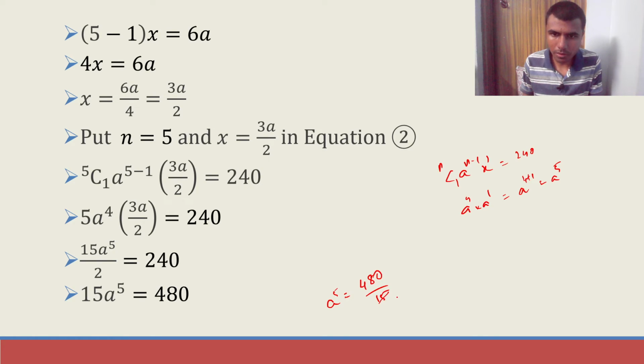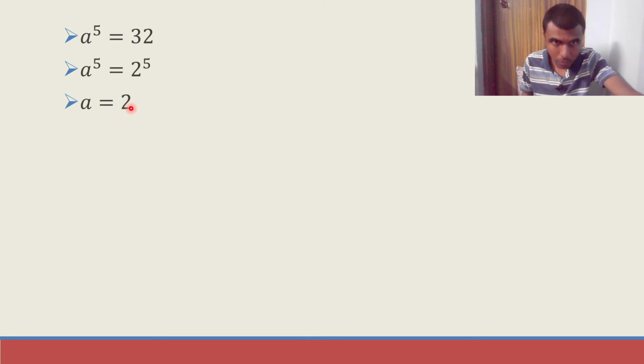I'll show you how the solving happened. 3 5s are 15, and 3 160s are 480. Next, 5 1s are 5, 5 32s are 160. So I get this as 32. 15 1s are 15, 15 32s are 480. So a power 5 is 32. 32 is 2 power 5. So a power 5 is 2 power 5. So a is 2.